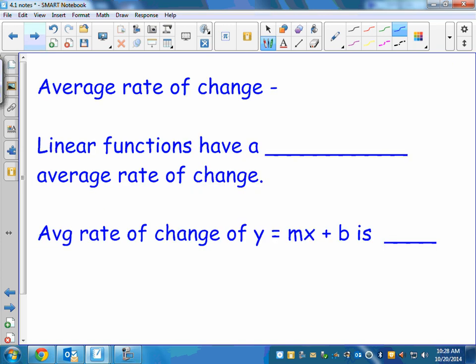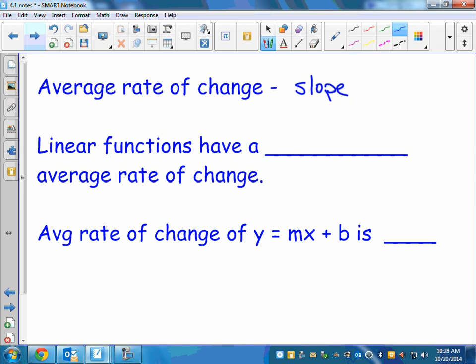Average rate of change, aka slope. Right, we say slope so much, sometimes we forget what we're talking about when we talk about slope. We're talking about how fast the graph is changing. When we say it has a slope of 2 over 1, we're saying it's changing at a rate of up 2 units over 1 unit, or up 4 units over 2 units. That would be the same thing.